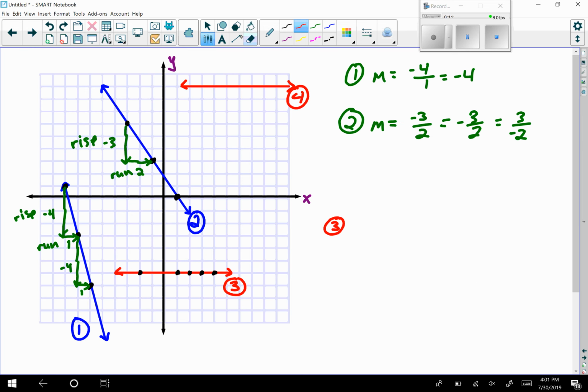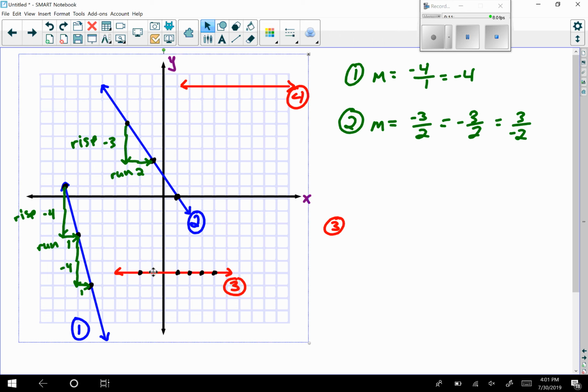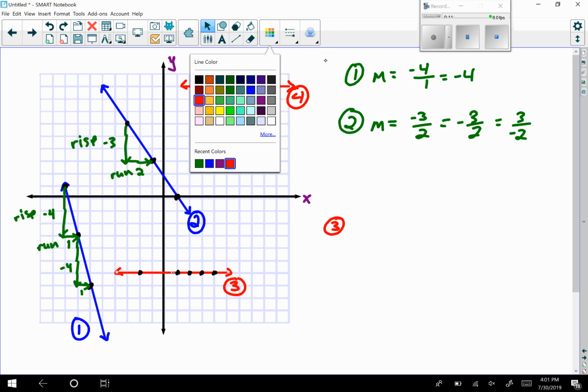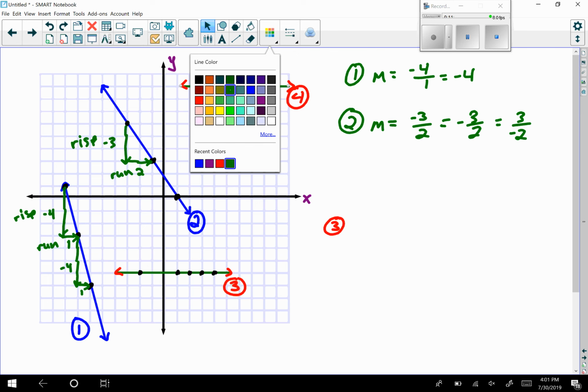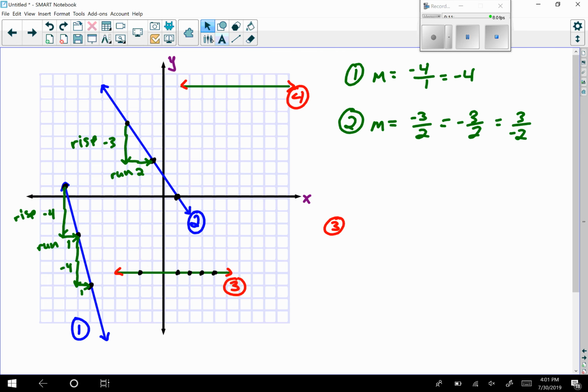And I didn't really color coordinate this, so let me just change this real quick. I'll do that here too. Okay, so for number 3, we will just say our slope is 0. Likewise for number 4, doesn't matter where I put points. I don't have any slant to it whatsoever, so in number 4, our slope is also 0.